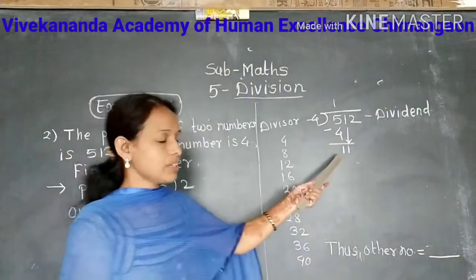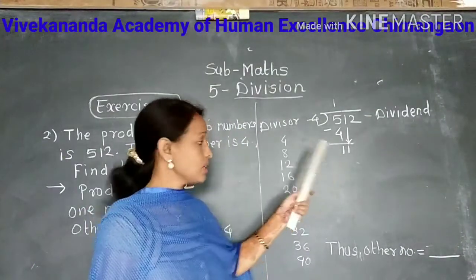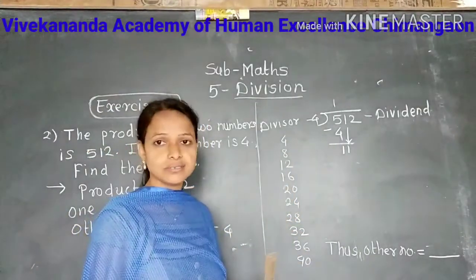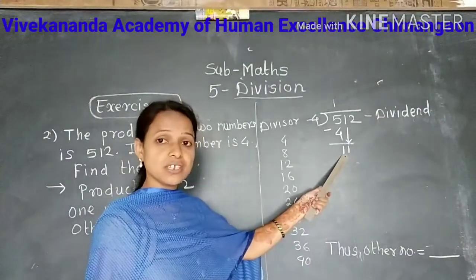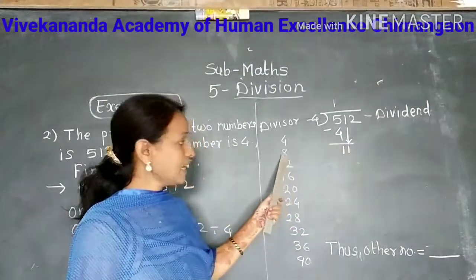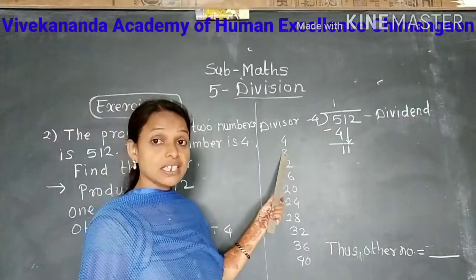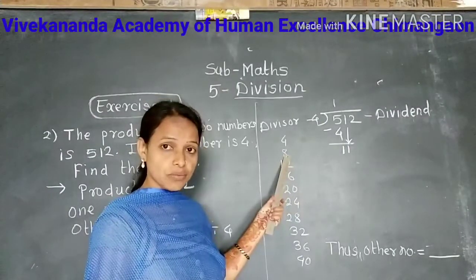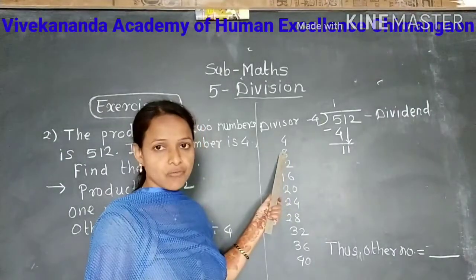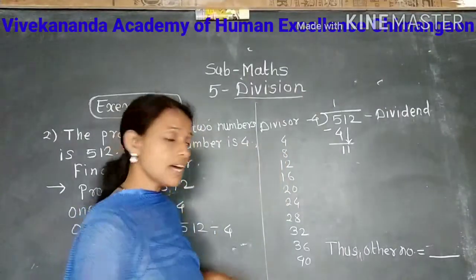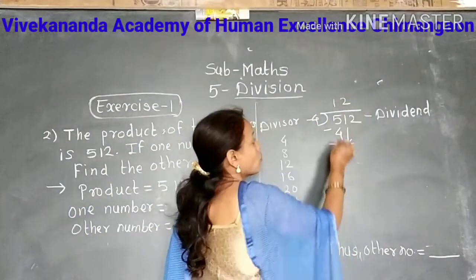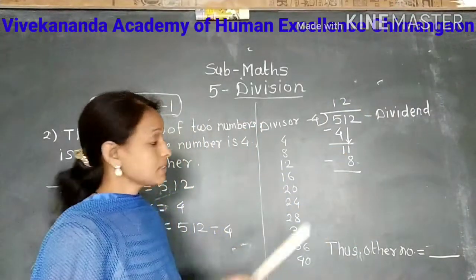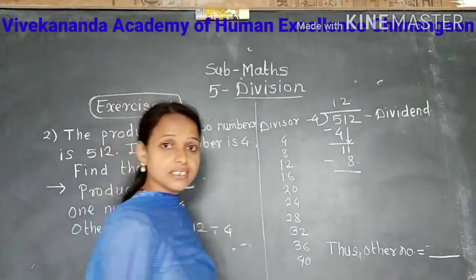Now the dividend is 11. But if you observe, 11 is not a multiple of 4. So we have to choose less than 11, which is 8. 8 is a multiple of 4, the second multiple of 4. Correct? 4 2s are 8, so the quotient will come 2. 4 2s are 8. Now we subtract 8 from 11. 11 minus 8.